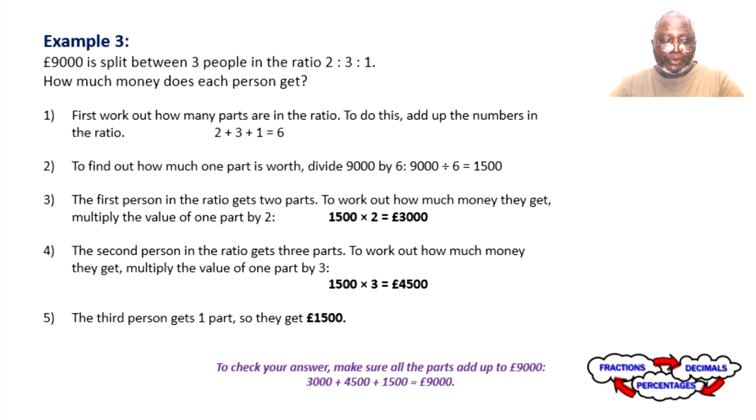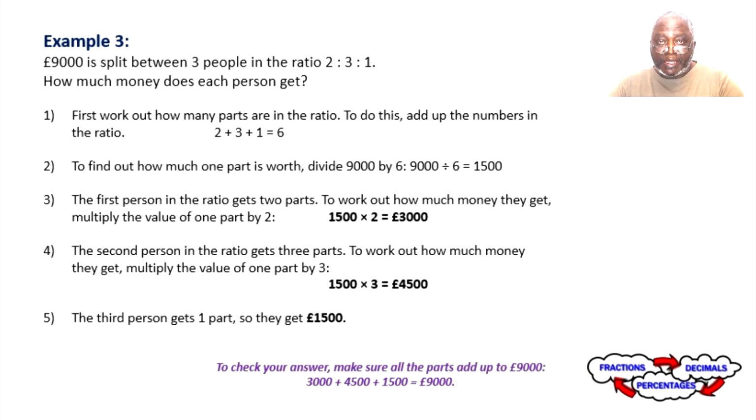How much money does each person get? The proportion of investment they made or efforts they made, as the case might be. So let's look at what you have to do. First, work out how many parts are in the ratio. To do this, add up the numbers in the ratio, which is 2 plus 3 plus 1, which is 6 parts. Then find out how much 1 part is worth.